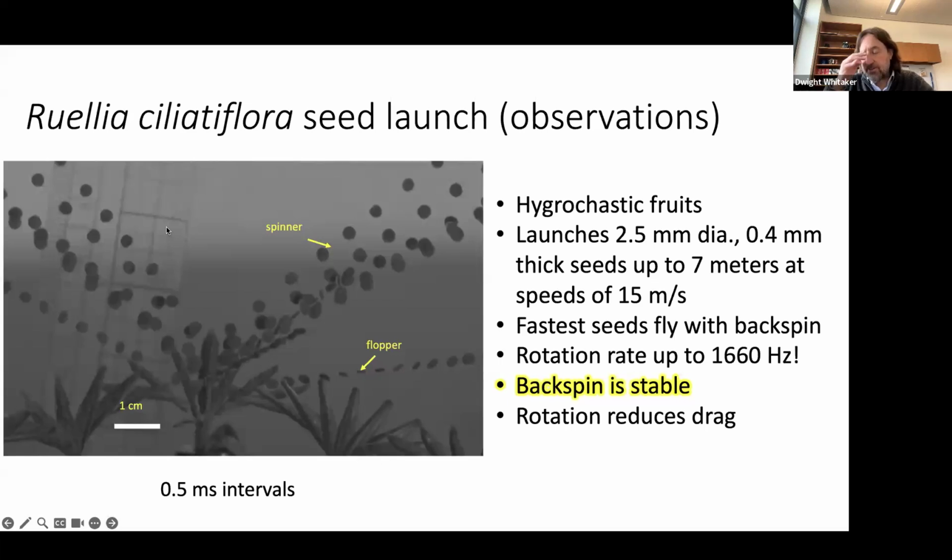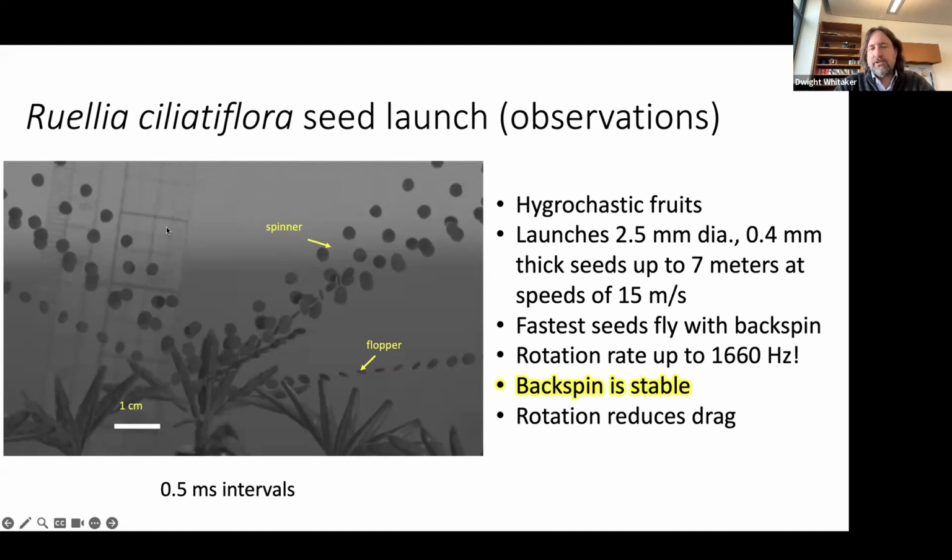So this then raises the question of what's the adaptive significance of this? It's clearly going to great lengths to make these spin at really high rates of speed. They're spinning with very little wobble. It does look like the plant is trying to do this. What's the advantage for the plant evolutionarily to do this?